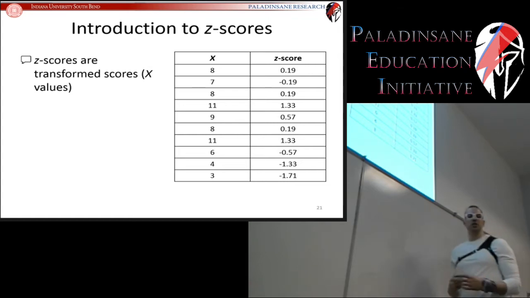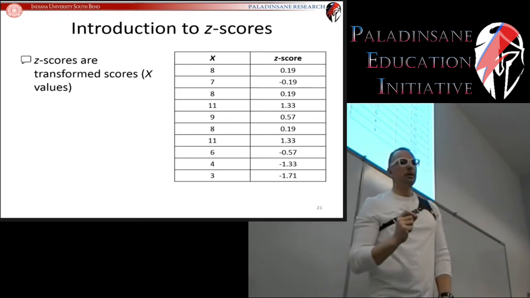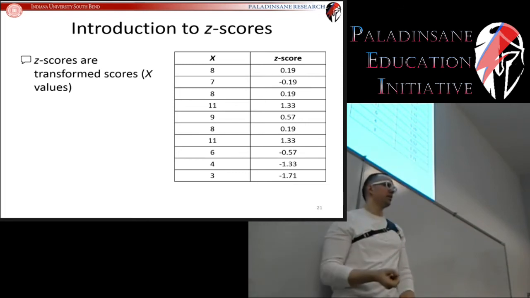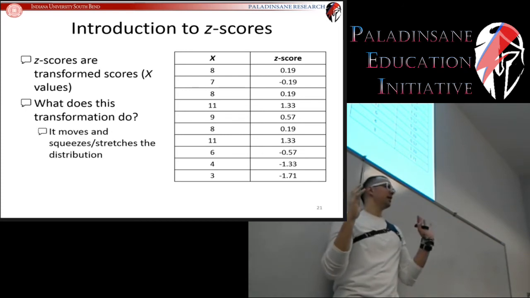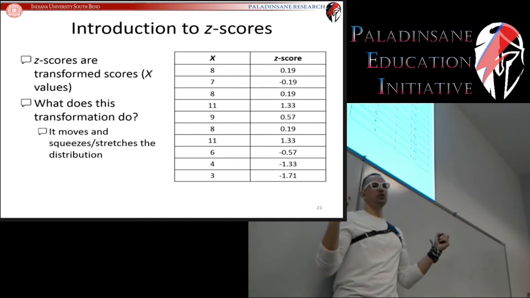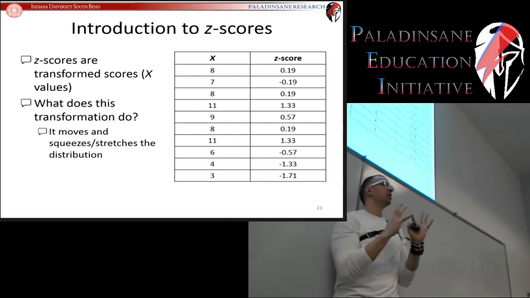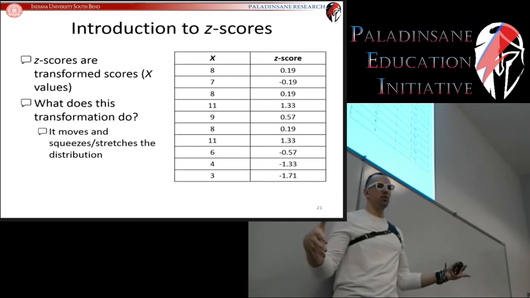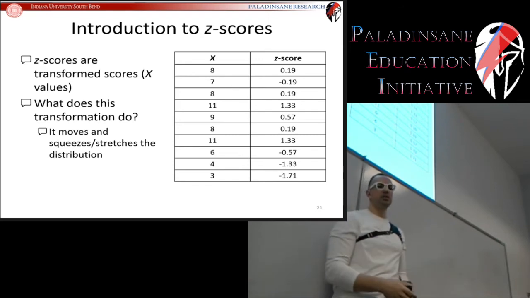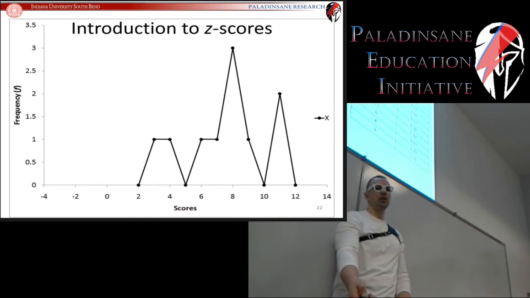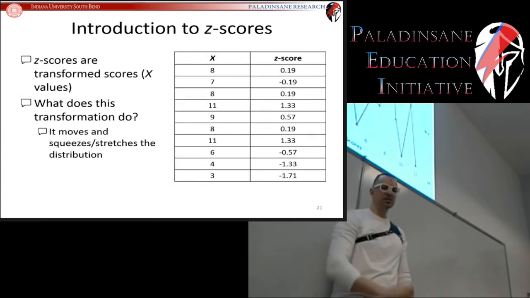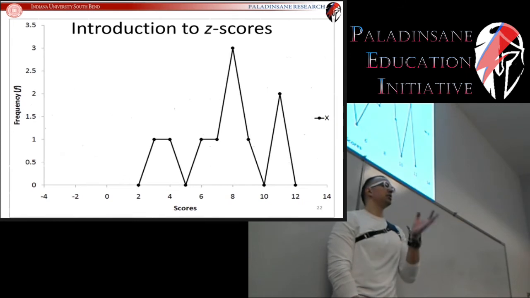So it's a transformation, but it's a very special transformation because it does very helpful things. One of the things it does is it moves your distribution, and it either stretches it if it's too narrow or squeezes it if it's too wide, and it does that in a very specific way. Visually, if you have this distribution right here, which is the one we just had, that distribution has a certain mean. The mean of that distribution is right there.